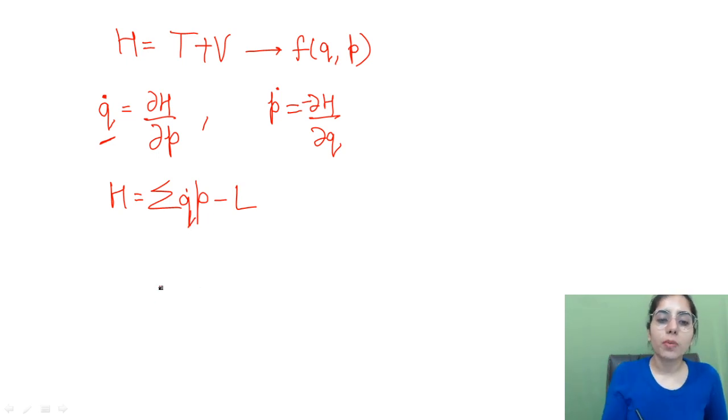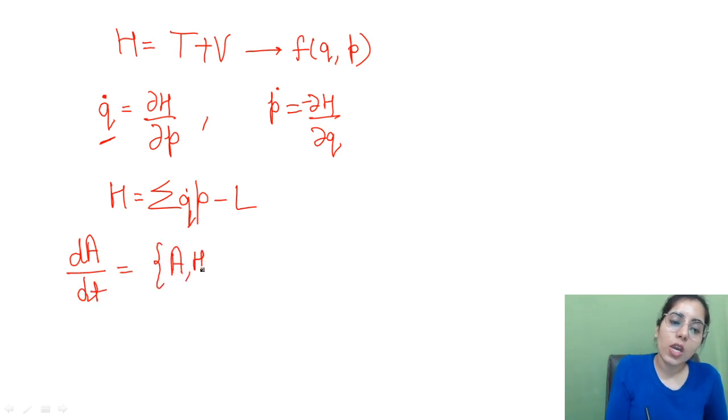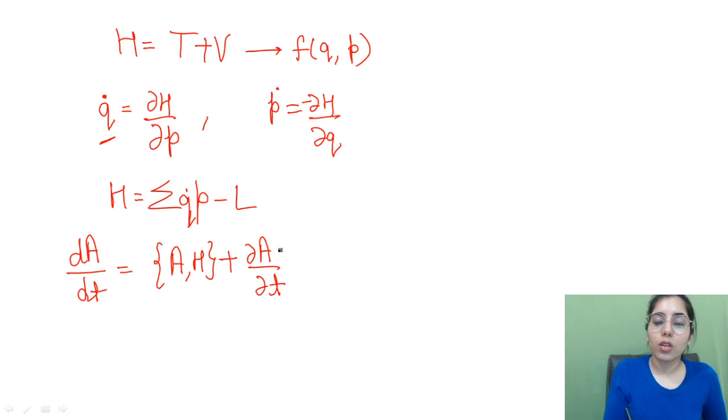If I am going to talk about the next point, that is related to the total time derivative of any given function. Let's say A is a function, so the total time derivative of this function will be equal to the Poisson bracket of A with H, where H is the Hamiltonian here, plus del A by del t, where this del A by del t is the partial differentiation with respect to t. Okay, we are finding this for the given function.